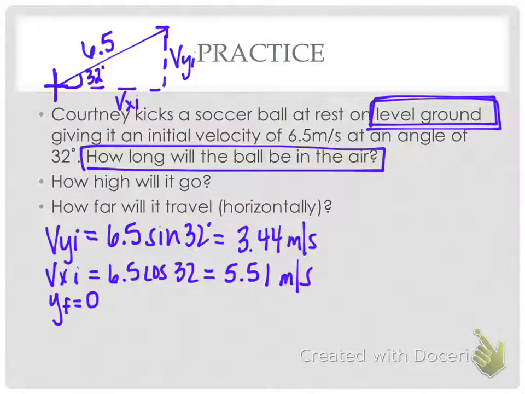Okay, how long will it be in the air? That means we're solving for time. Okay, so to solve for time, I'm going to go ahead and use the shortcut method because it's symmetric. It's going to start and end at the same height. Okay, so to do that, I'm going to take Vy final equals Vy initial plus AT, right, our easy equation.